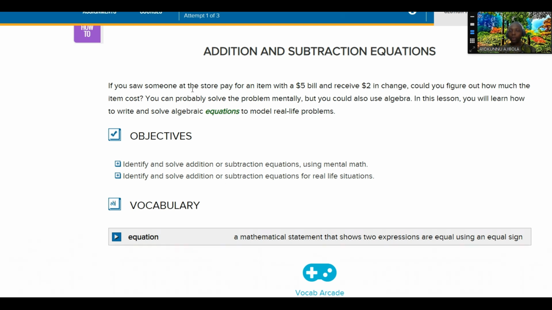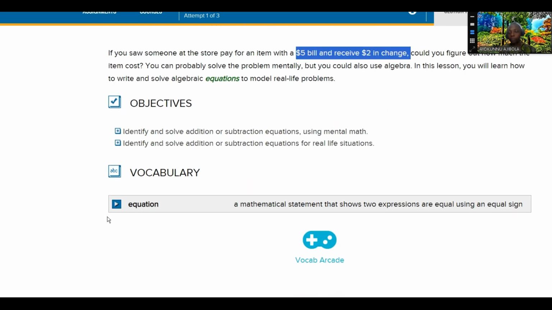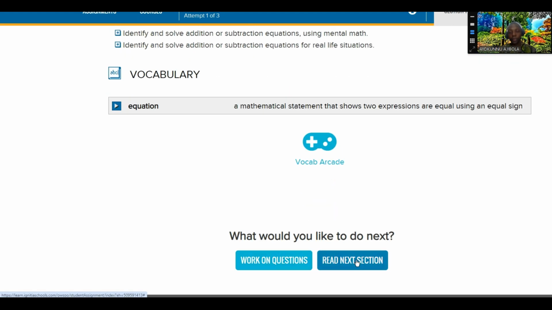Addition and subtraction equations. If you see someone at the store, maybe the person paid for an item with a $5 bill and receives $2 in change, right? Could you figure out how much the item cost? That is just subtraction, right? Yes. So you just say 5 minus 2 gives us 3. So an equation is a mathematical statement that shows two expressions are equal using an equal sign. So let's go to the next section.